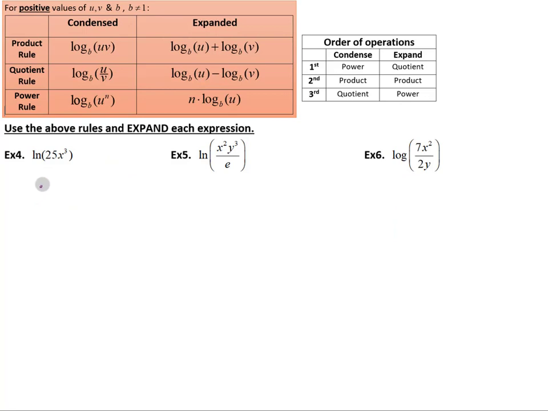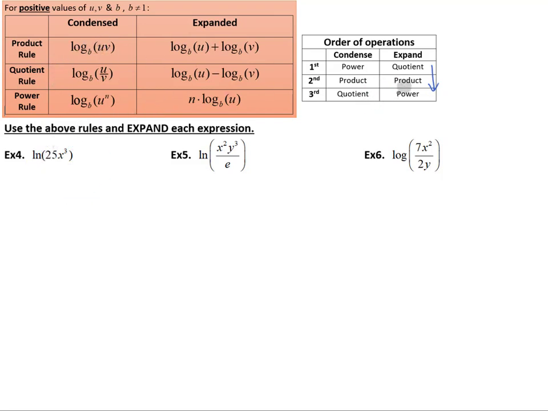What if I want to go backwards? Instead of condensing, what if I want to expand? Well, then I'd want to do these rules backwards, essentially, right? I'd want to go this way and follow the order of operations backwards, which means I actually want to look for things that have to do with the quotient rule first. Are there any logs, or is there any division in my logs? Remember, I'm trying to expand, so we're trying to go that way. I don't see any fractions, so we can skip the quotient rule.